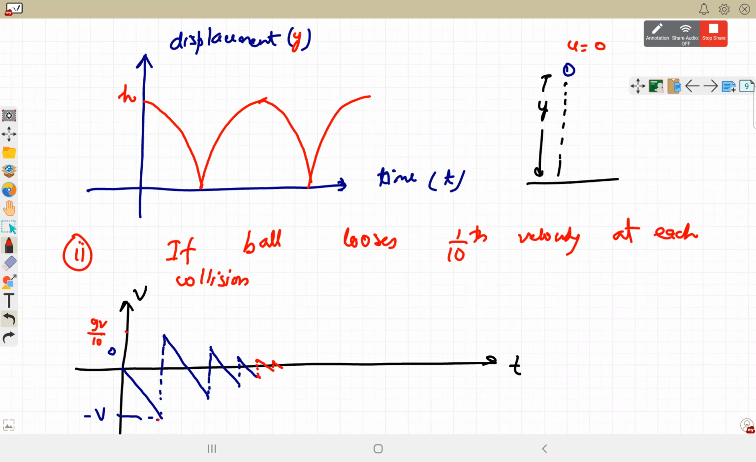बेटा समझ गया, पिछले वाले में इसमें डिफरेंस क्या है? क्योंकि पिछले वाले में इलास्टिक कोलिजन था, it bounces back to the same height, and now it is losing 1/10 of the speed.